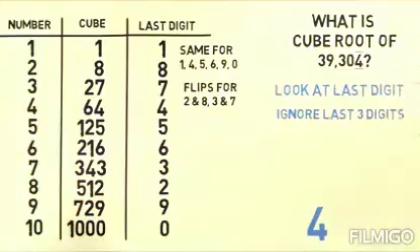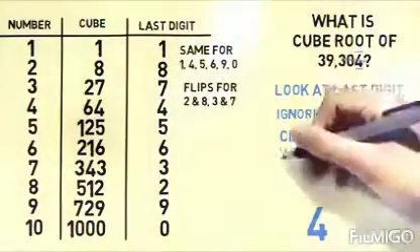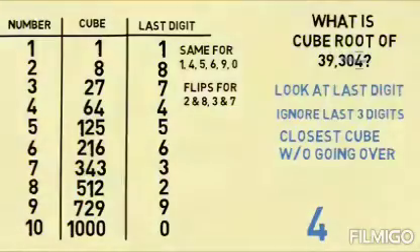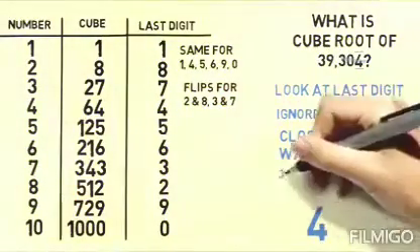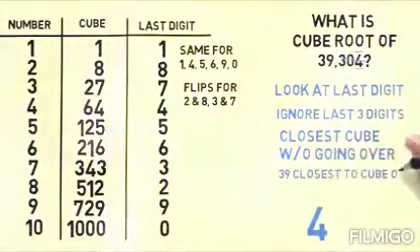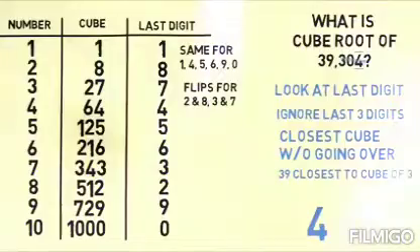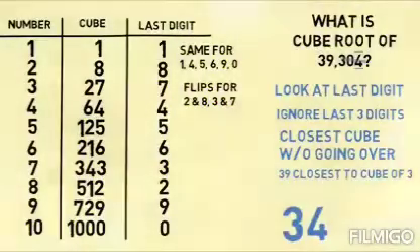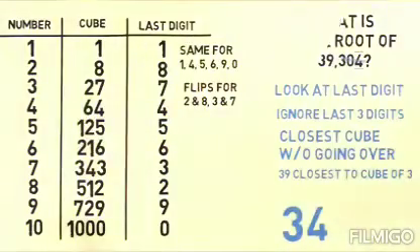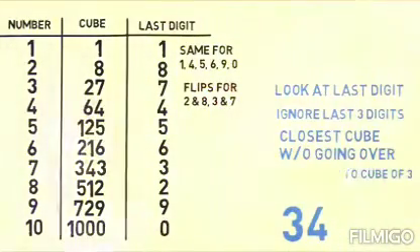The next step is we ignore the last 3 digits of our number. So in 39,304, we're going to just ignore the 304. And now we want to find the closest cube without going over. So 39 is between 27 and 64, so it's closest to 27 without going over, which means it's closest to the cube of 3. And that gives us the other part of our answer, which is 3. So here we have it. We put the numbers together, and 34 is the cube root of 39,304.